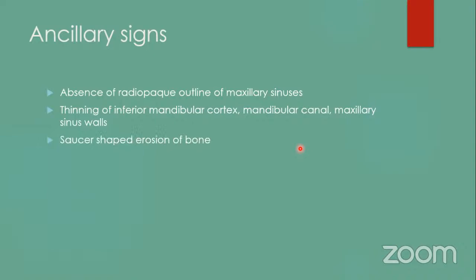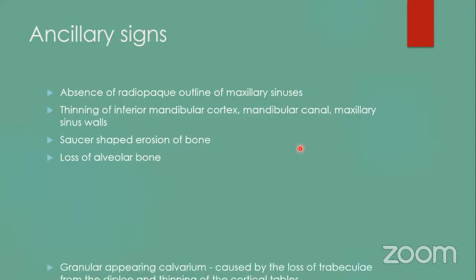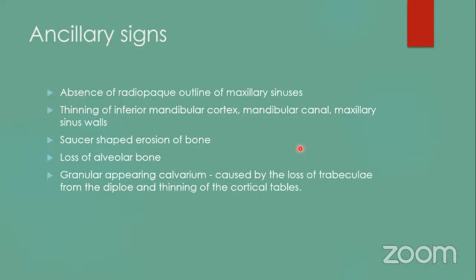Then you can have saucer-shaped erosion of bone, and then loss of alveolar bone. Then a granular-appearing calvarium is caused by the loss of the trabecular bone from the diploe and the thinning of the cortical tables. Then you can also have multiple intracranial opacities.